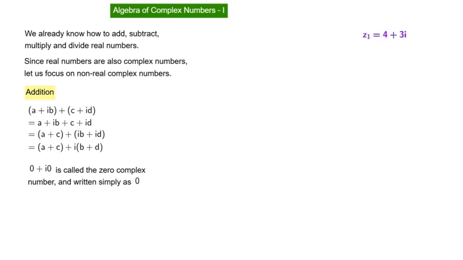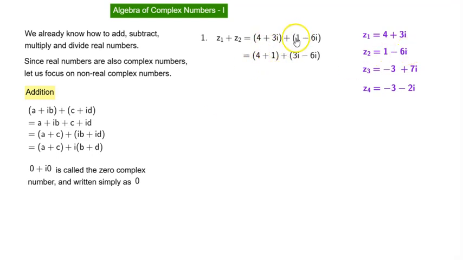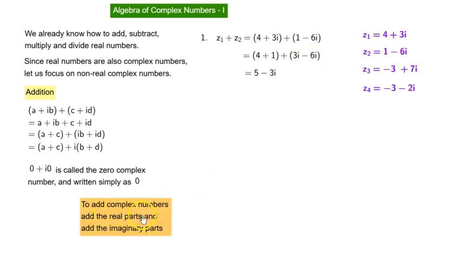Now let's take four complex numbers. Z1 equal to 4 plus 3i, Z2 equal to 1 minus 6i, Z3 equal to minus 3 plus 7i, and Z4 equal to minus 3 minus 2i. Z1 plus Z2 is equal to 4 plus 3i plus 1 minus 6i, which is equal to 4 plus 1 plus 3i minus 6i. 4 plus 1 is 5, so we get 5 minus 3i. Which basically means to add complex numbers, add the real parts and add the imaginary parts.